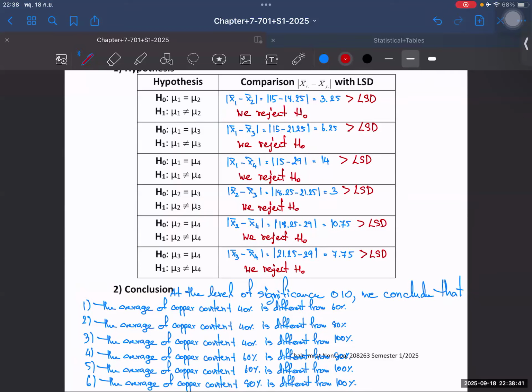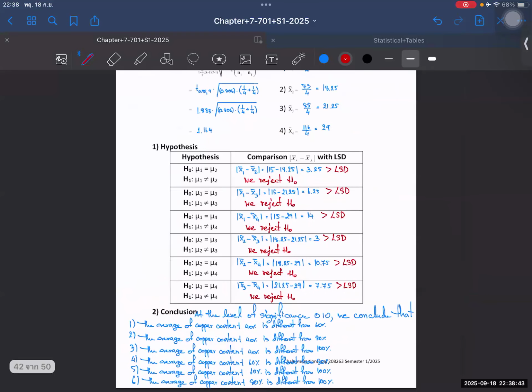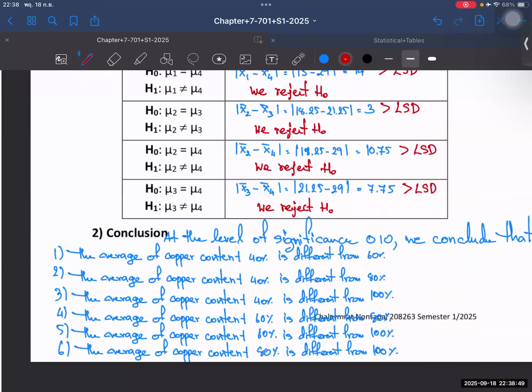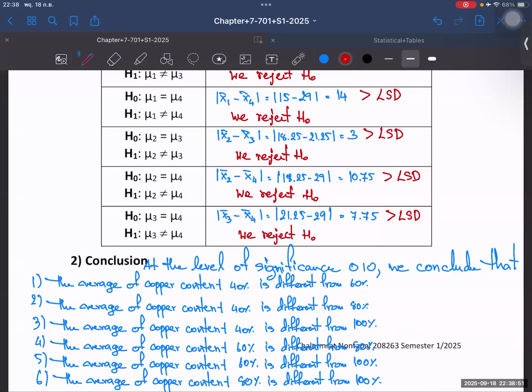copper content, right? So, okay, that's it. Okay. So we finish chapter 7 for this time. Okay. So hope you review this chapter and recheck the exercise by yourself. Okay, thank you.